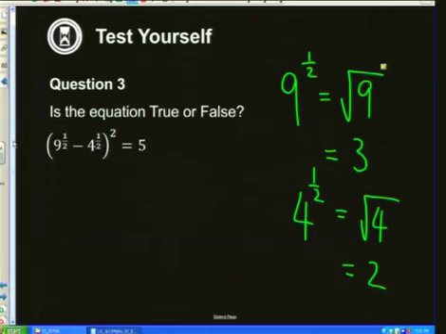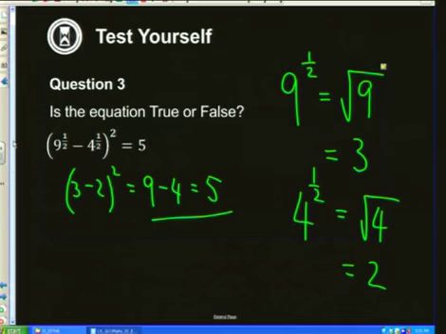So, if we rewrite it, then we have 3 minus 2 squared would be, the square root of 3 is 9, the square root of 2 is 4, so 9 minus 4 is correct. Are you in agreement with what I've just done, grade 11s?